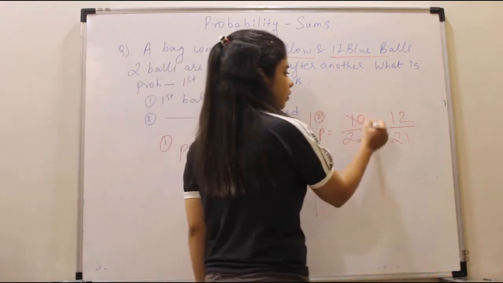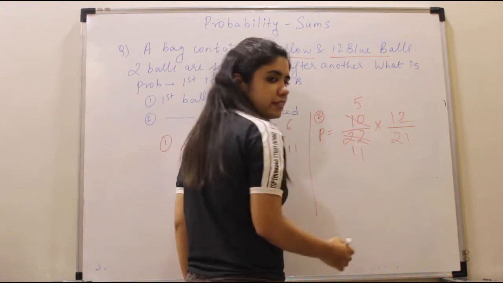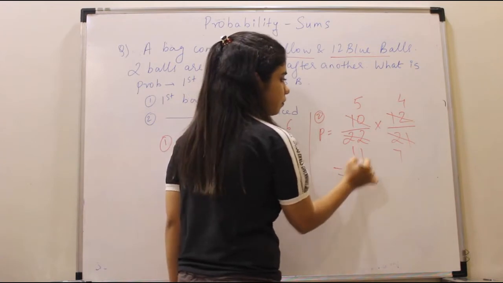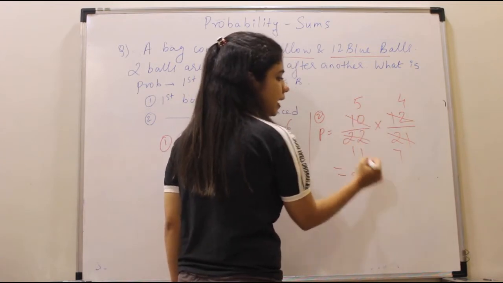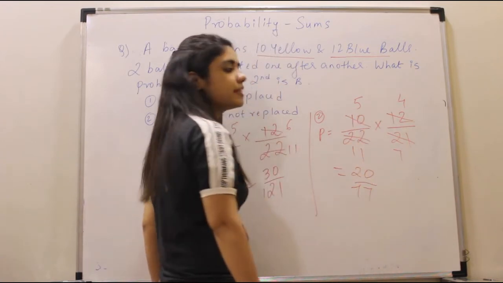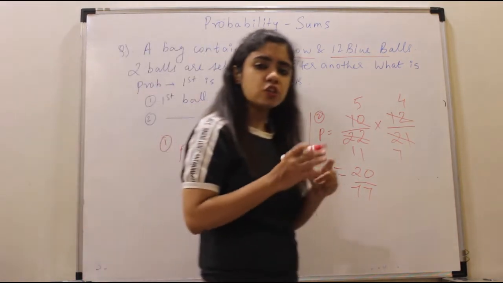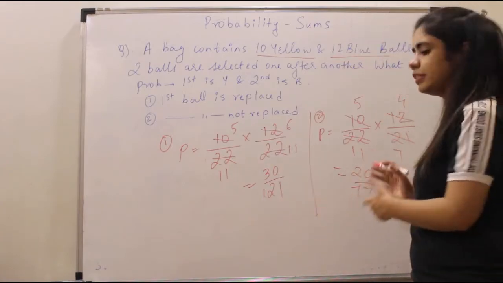So if we simplify, 2 5s are 10, 2 11s are 22. And this will be 3 4s are 12, 3 7s are 21. So this will be 5 into 4, which is 20, upon 11 into 7, which is 77. So 20 by 77 becomes your answer. This is how you're going to approach this problem.